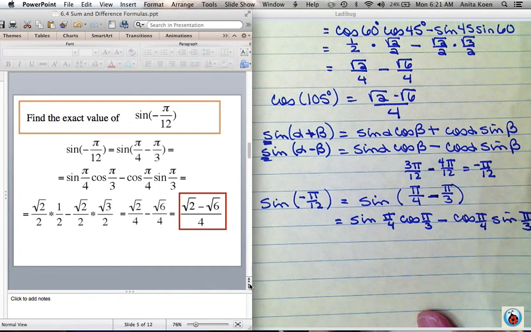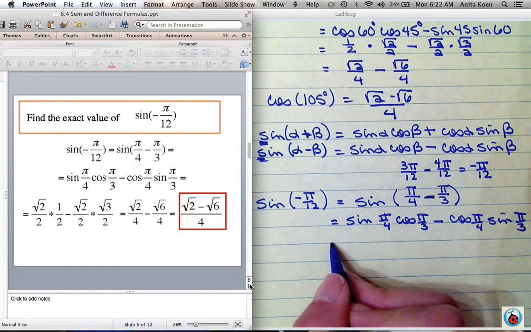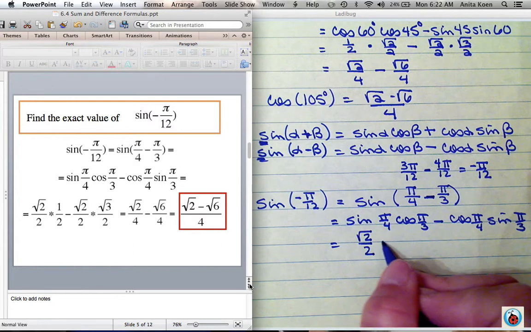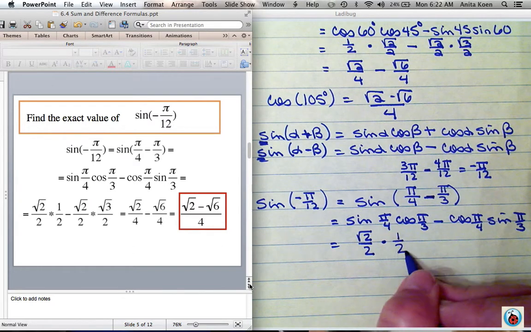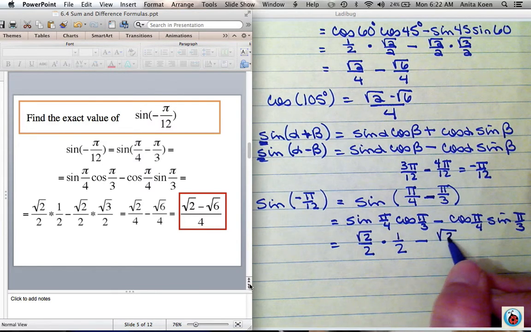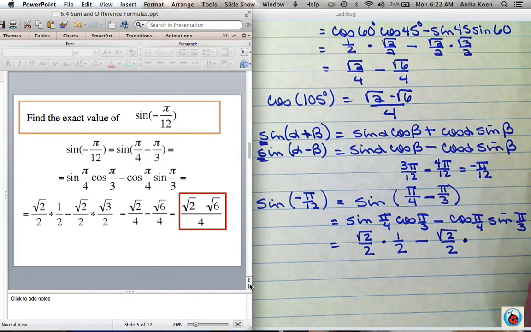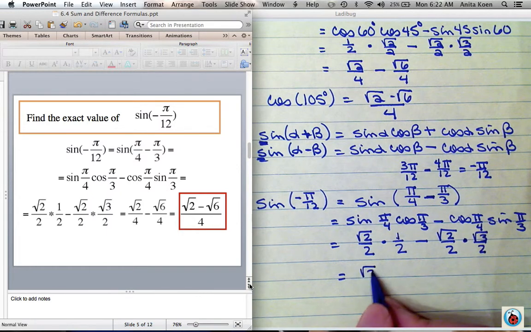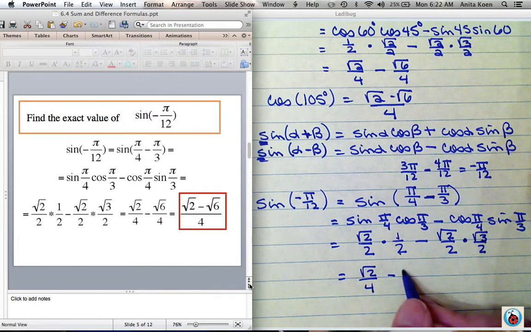Okay. Now all I have to do is go to my unit circle and say the sine of pi over 4 is the square root of 2 over 2 times the cosine of pi over 3, which is 1/2, minus the cosine of pi over 4, which is the square root of 2 over 2, times the sine of pi over 3, which is the square root of 3 over 2. Then I can just multiply. The square root of 2 times 1 is the square root of 2. 2 times 2 is 4. Minus the square root of 2 times the square root of 3 is the square root of 6. 2 times 2 is 4.